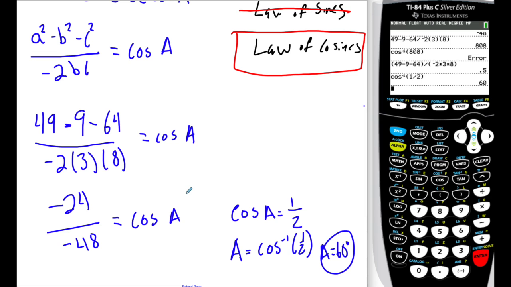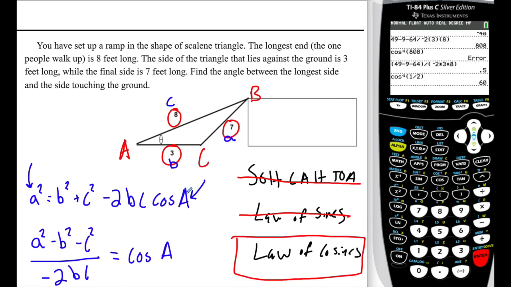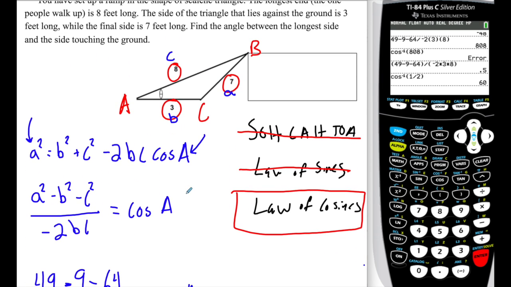Okay, now people might be asking, Mr. Murray, but look, we know when it's 60 degrees, the opposite side is supposed to be x root 3, right? Wait a minute though, that's a special right triangle, so that's not going to apply here.